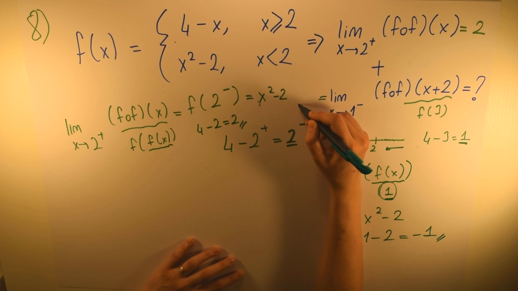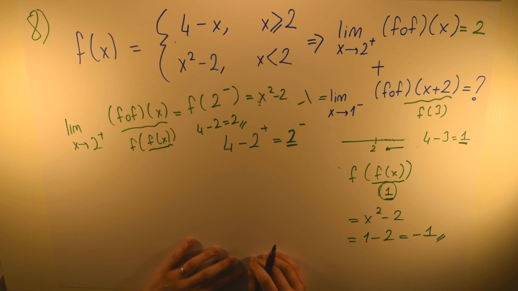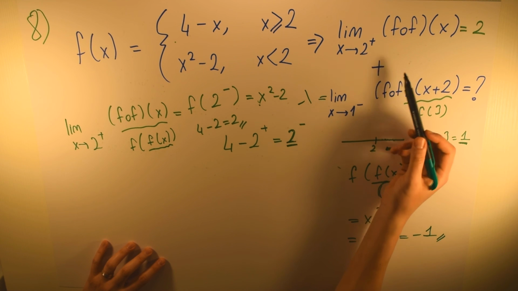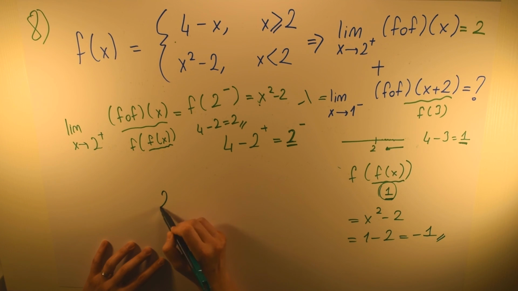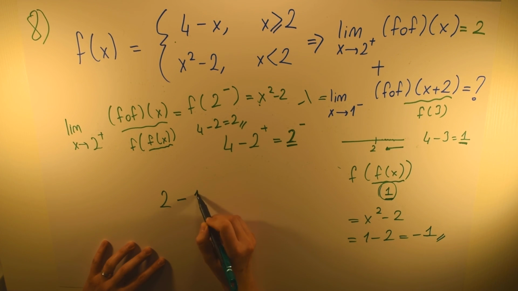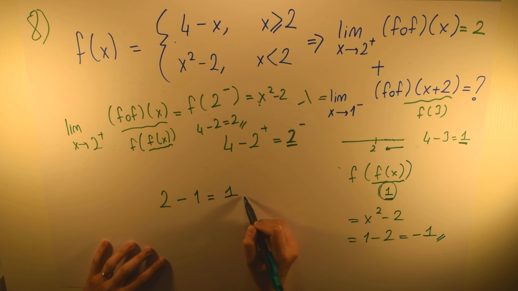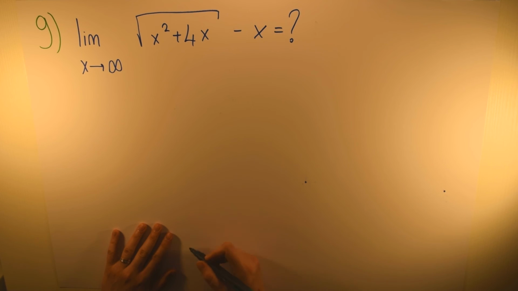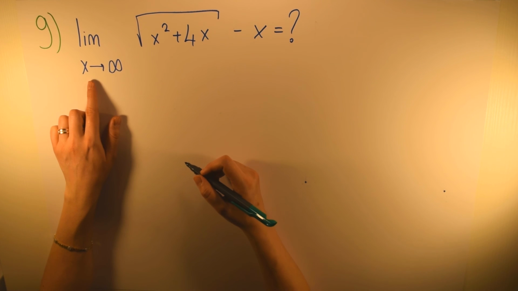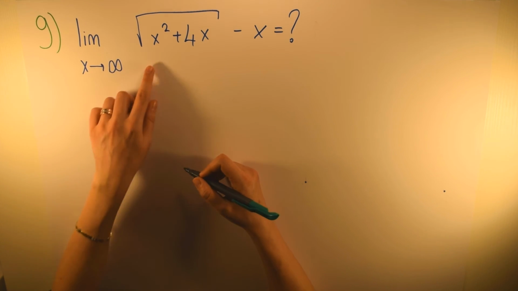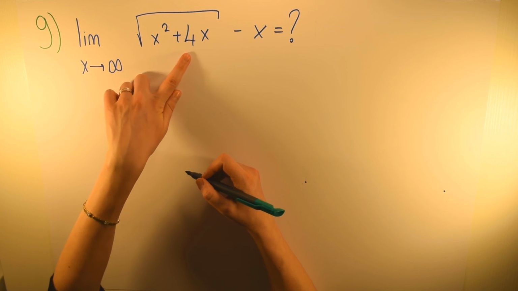So this is equal to minus 1. So what was our question? It is the sum of these two, and it is equal to 2 minus 1, and this is equal to 1. In this question we have limit as x approaches infinity, square root of x squared plus 4x minus x.